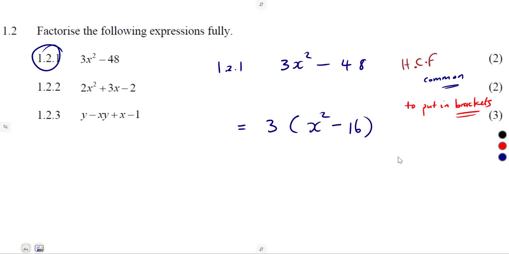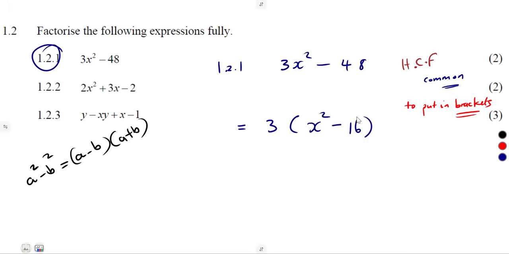There are no common terms, or we do not have a difference of two squares. So you're supposed to look for that. Here there is a difference of two squares. X squared is a perfect square. 16 is also a perfect square. So thus, from our difference of two squares, a squared minus b squared gives us a minus b into a plus b.